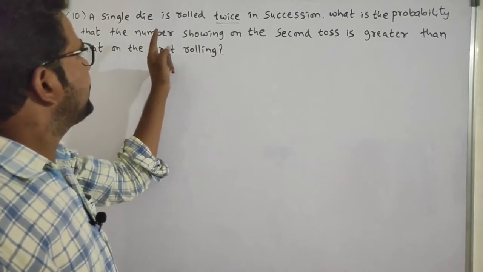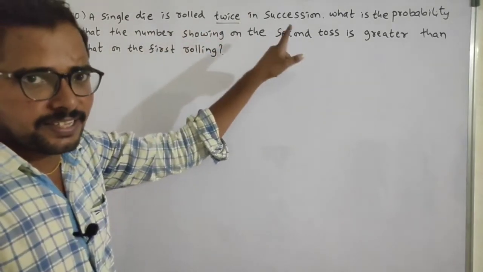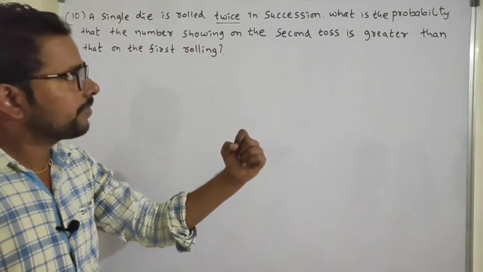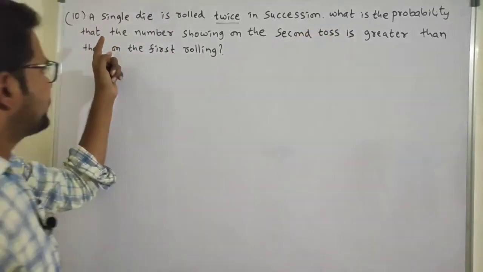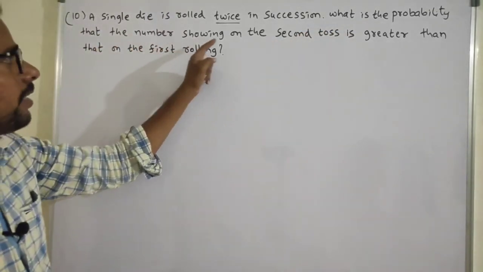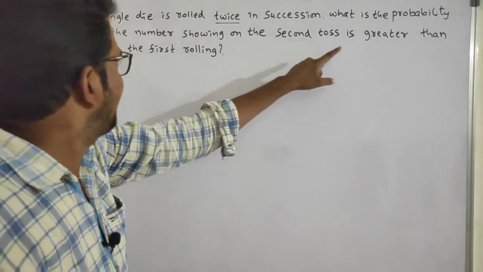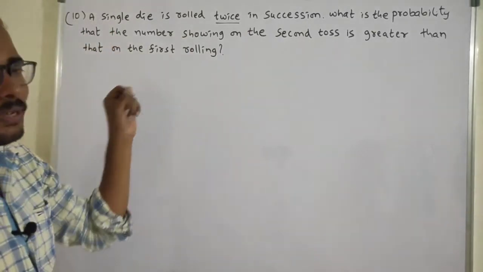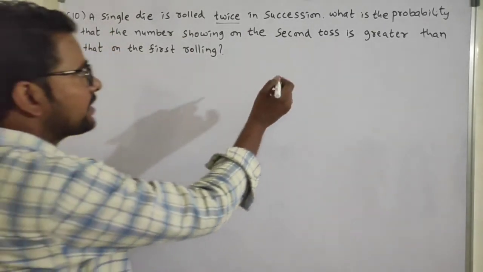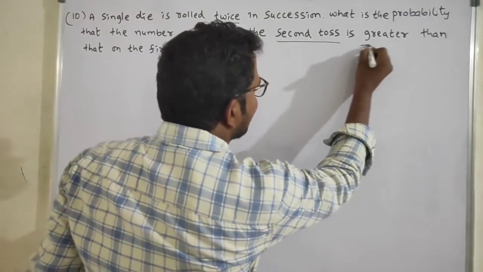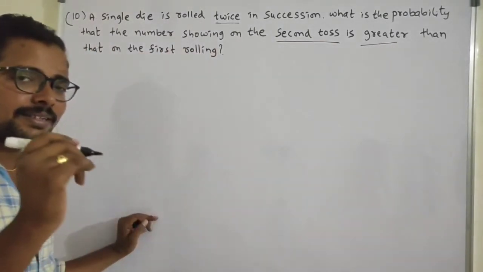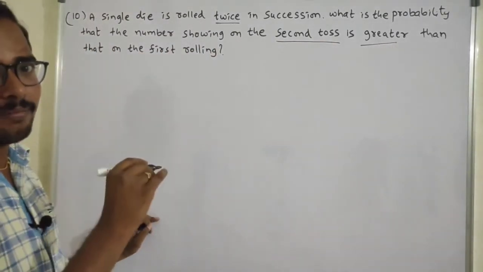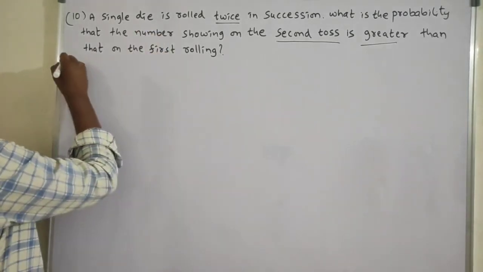Now 10th question. A single die is rolled twice in succession. That is, one die is rolled 2 times. What is the probability that the number showing on the second toss is greater than that on the first rolling? What do we have to find? The second toss is greater than the first toss, that is, the second die number is greater than the first die number. So a single die is rolled twice.